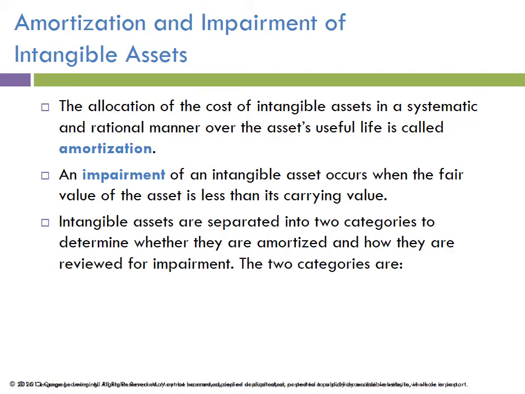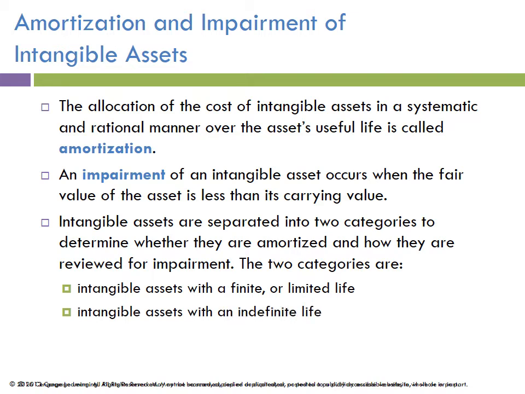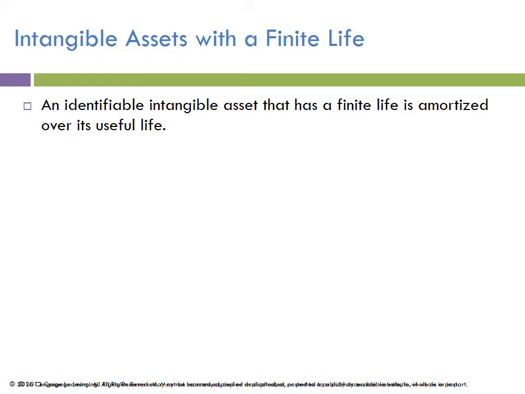Intangible assets are separated into two categories to determine whether they are amortized and how they are reviewed for impairment. And the two categories are intangible assets with a limited life and intangible assets with an indefinite life. So if you have an intangible asset with a finite life, a limited life, we expense it over its useful life.